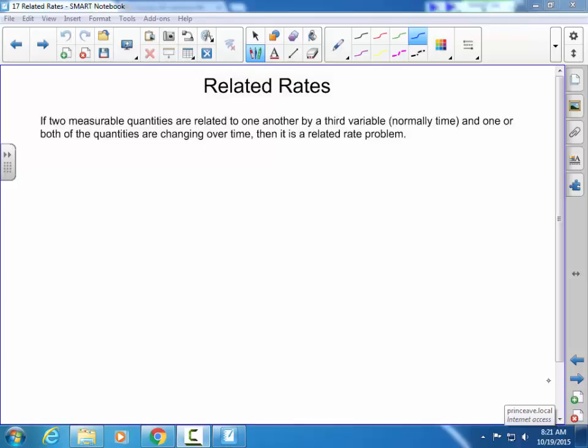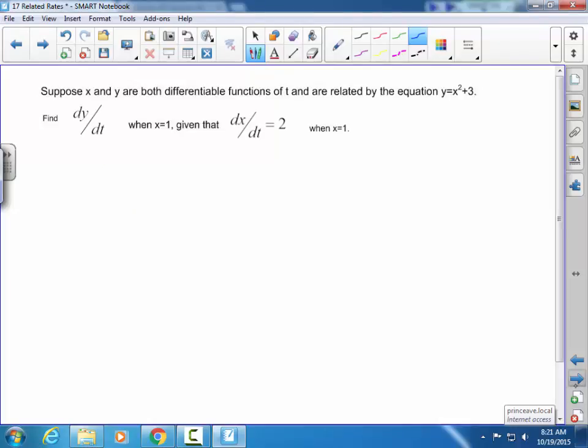How do you recognize these types of problems? Anytime you see something with a d something dt, it's probably going to be a related rates problem. Anytime you've got two or three things changing, it's probably going to be a related rates problem. And we're going to work through several different types of those here today. So the best way I know to do this is just kind of jump right in.